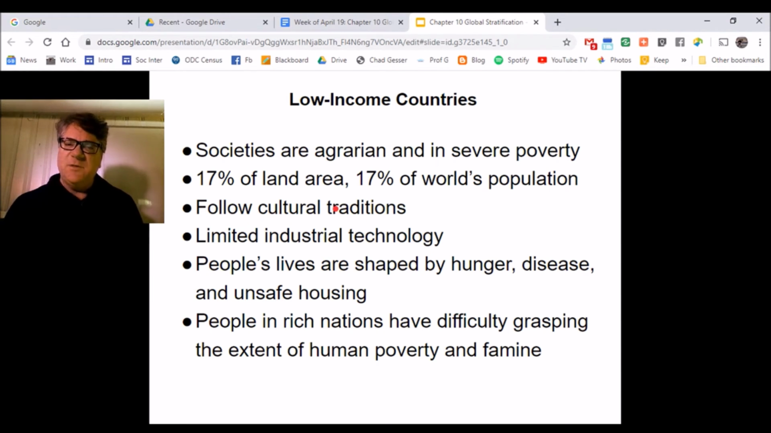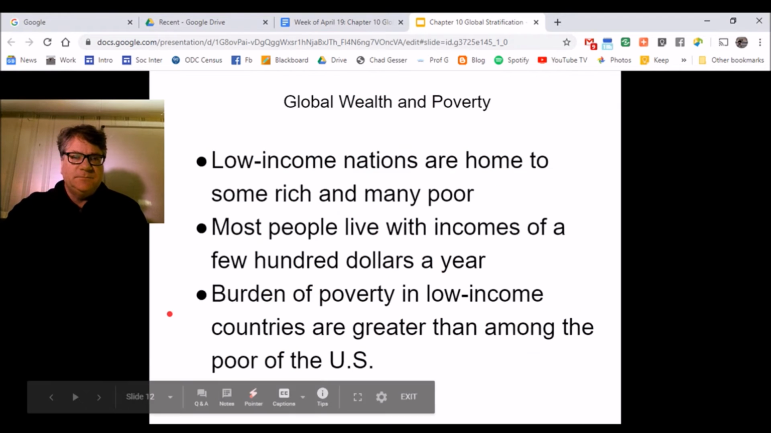So 17% of the world's population. So we had 60% of the world's population living in a middle-income society. So over 75% of the world's population is living in a middle or low-income society. Over 75% of the world's population is not living in a place like the United States. So you think about that, right? A majority of people are living in poverty. And again, this is a different kind of poverty than what we see in the United States.